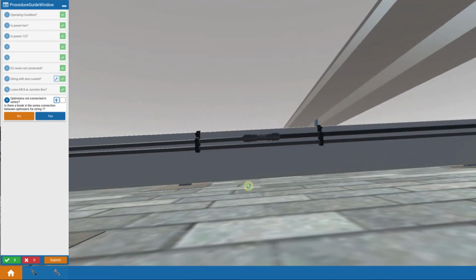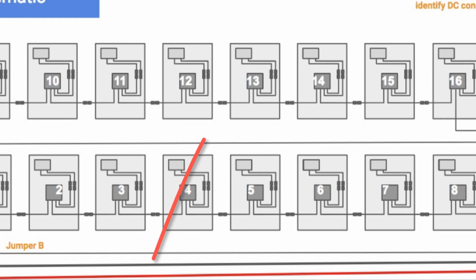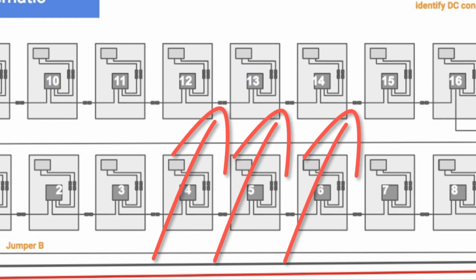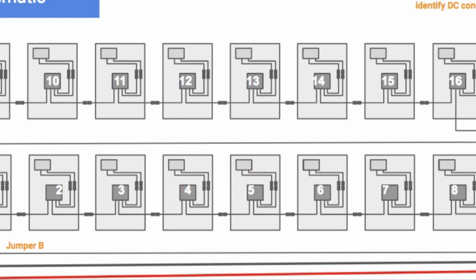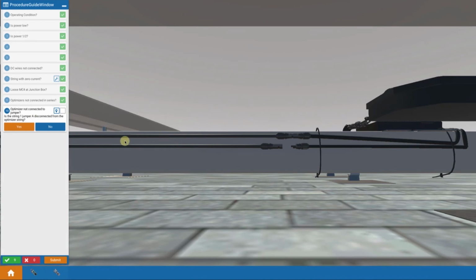So I've got my situation here where if we look at my electrical circuit diagram, this would be a location somewhere between optimizers. Each one would have to be inspected. And we're seeing that, no, in this case, we don't have a break in the wire between optimizers. So I come back here and I'm going to say, is there a break between optimizers? No. But now I want to look at the jumper.